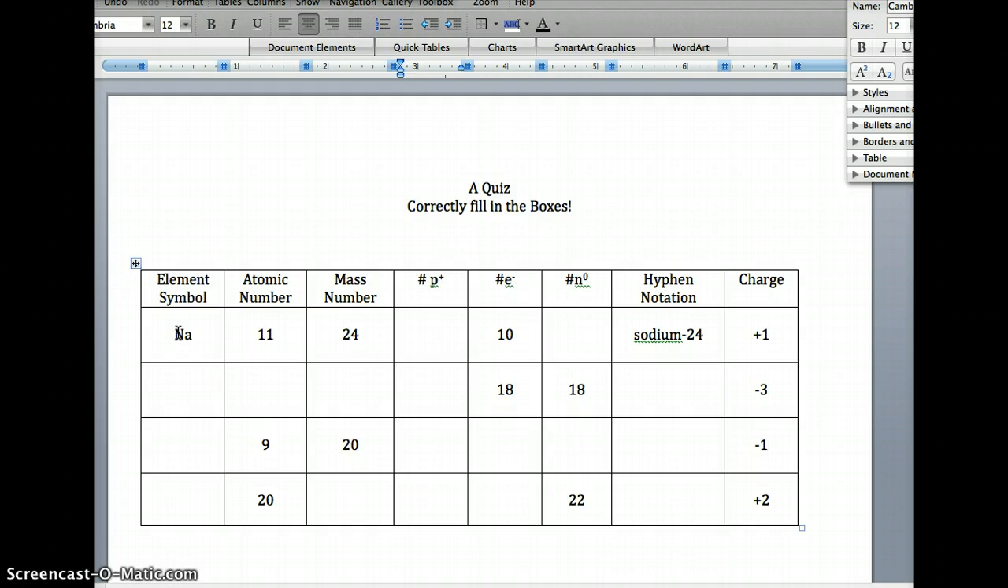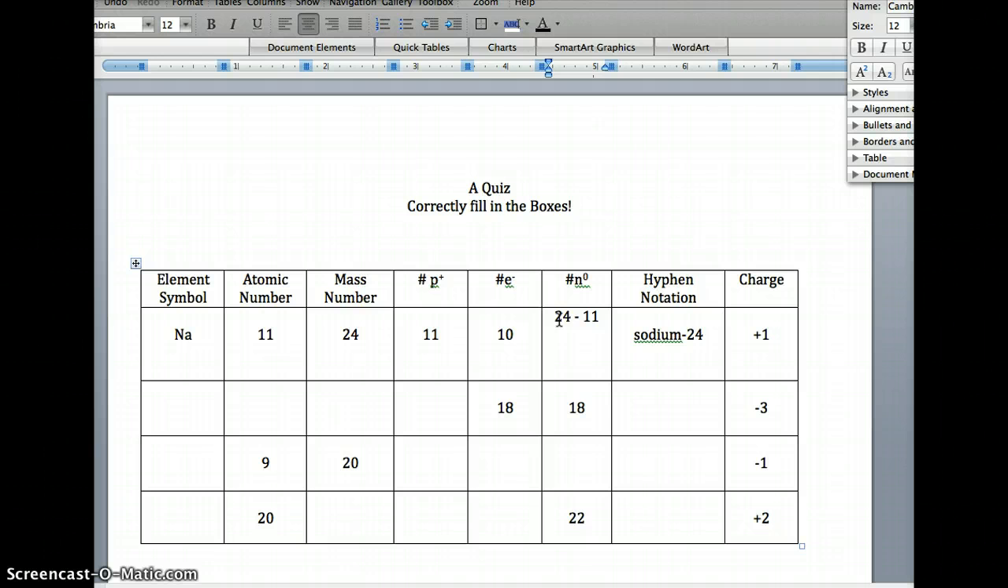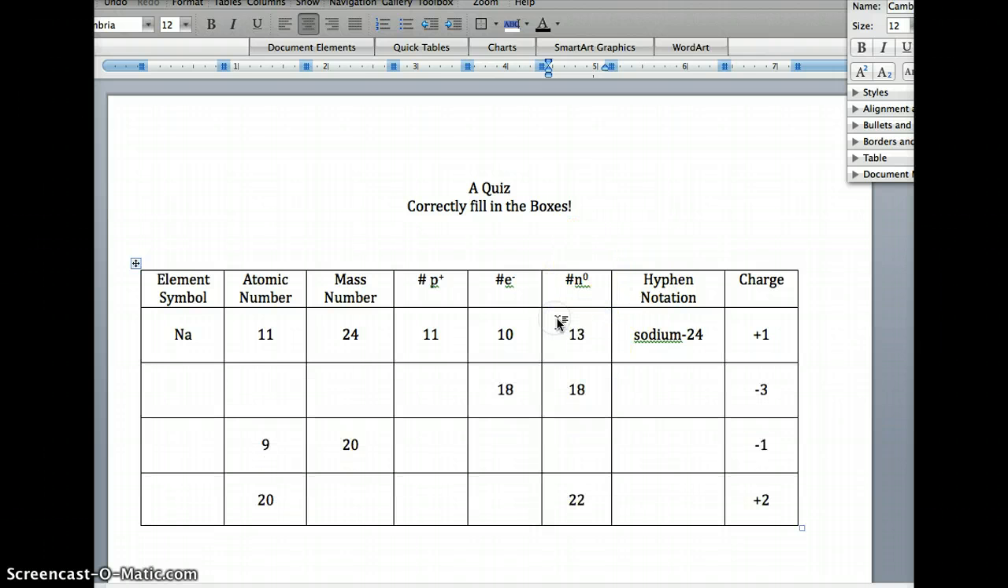Which means, since atomic number is equal to the number of protons, that there are 11 protons. The neutrons are found by taking the number of protons and neutrons, which is the mass number 24, and subtracting the atomic number. So you would say 24 minus 11, and that gives you a number of neutrons of 13. So 13 is your answer. The 24 minus 11 is just how we got the answer. That's the end of that one.